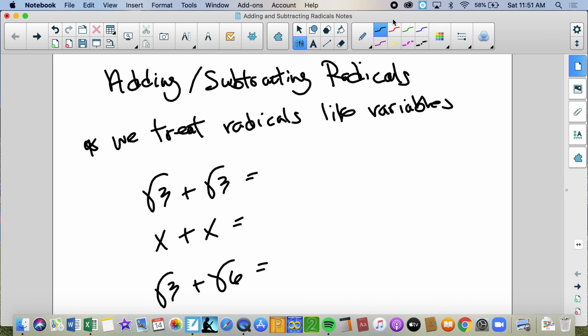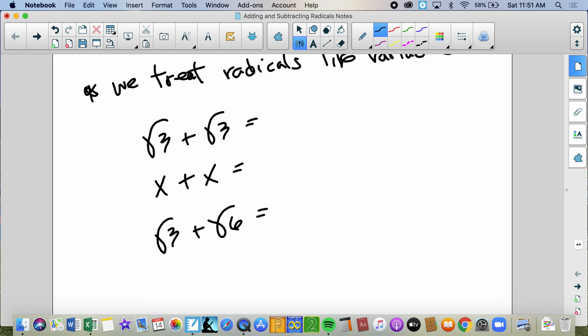So first thing we need to remember about adding and subtracting radicals is we treat radicals much like variables. So if we saw something like x plus x, we know that we would combine their coefficients, which would make 2x. So if we had 3y plus 5y, since the variables are the same, we look at their coefficients and we combine them. 5 plus 3 makes 8y. Notice the y doesn't become squared because we're not multiplying them.